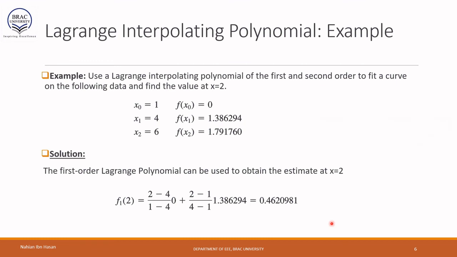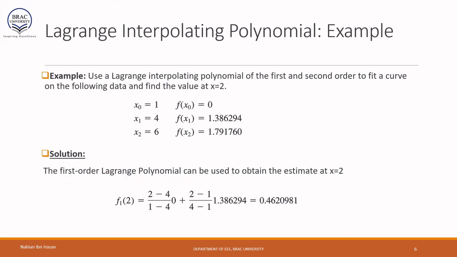So if you see the value of the point x is equal to 2, you are going to just substitute this value into x in the first order polynomial equation and get the value something like this, 0.4620981. So this is the value of the function at x equal to 2 using the first order Lagrange interpolating polynomial.